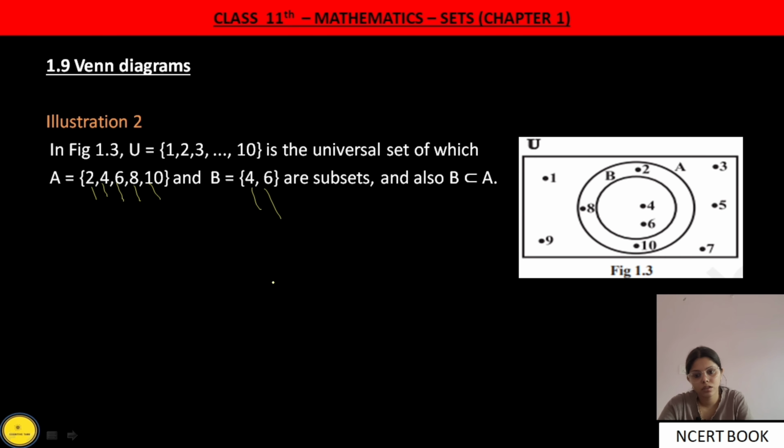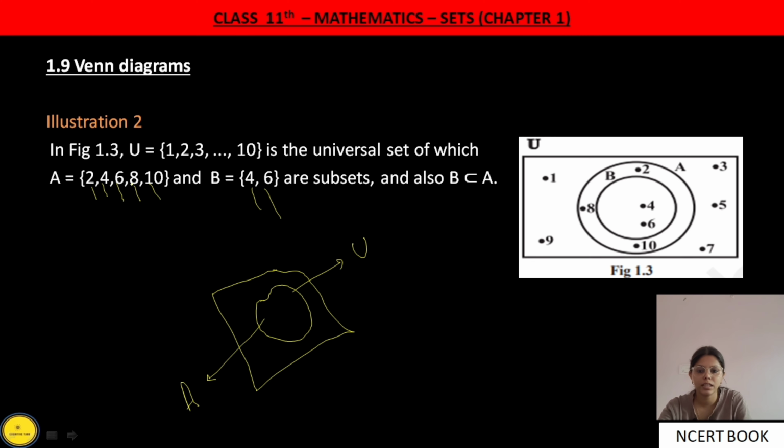Okay, so we have this universal set U, and then we have a set A, which contains elements 2, 4, 6, 8, 10 in the figure. And then we have another subset B. This is our set B, which contains elements 4 and 6. Okay, this is how we represent our Venn diagrams.